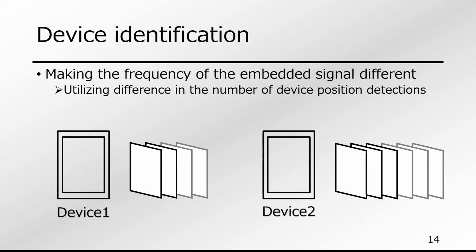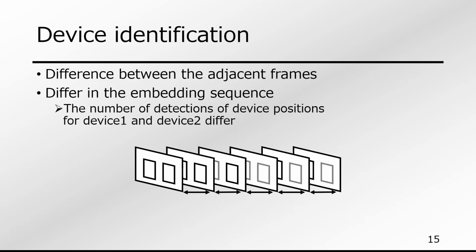On device 1, 2 types of pseudo watermarked images in which only the edge area of I is changed are displayed alternately in units of 2 frames. On device 2, 2 types of pseudo watermarked images are displayed alternately in units of 3 frames. The device position is detected by obtaining the difference between the adjacent frames of the photograph video. This method uses a difference in embedded sequence.